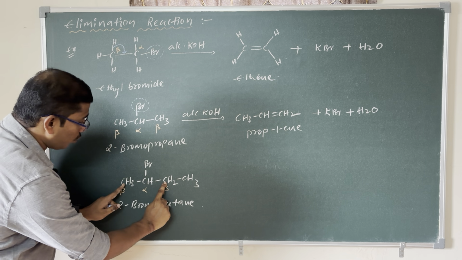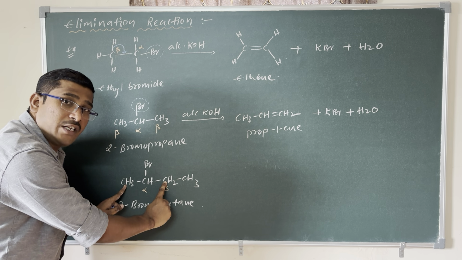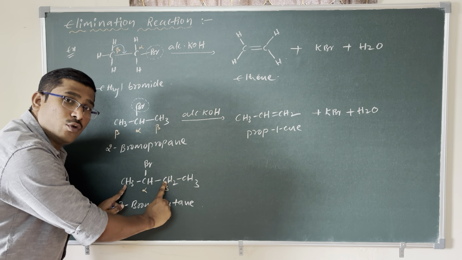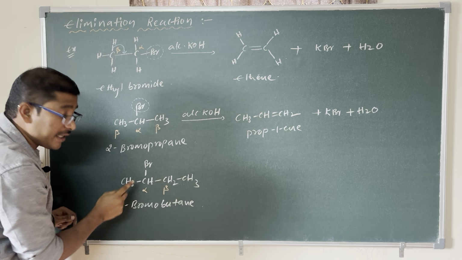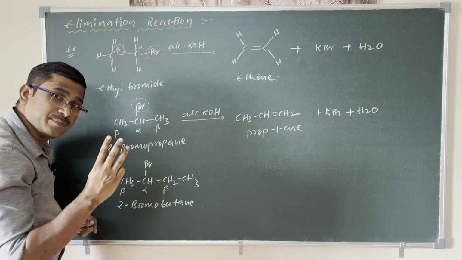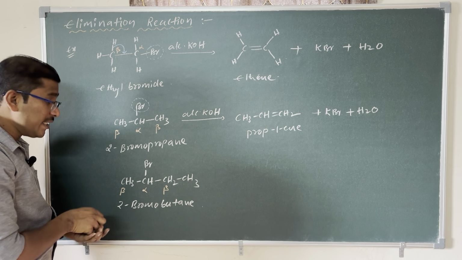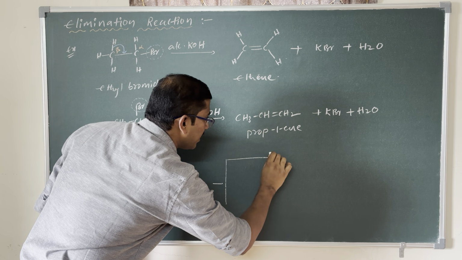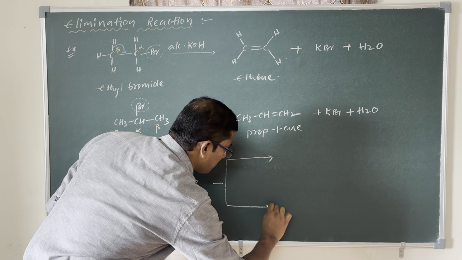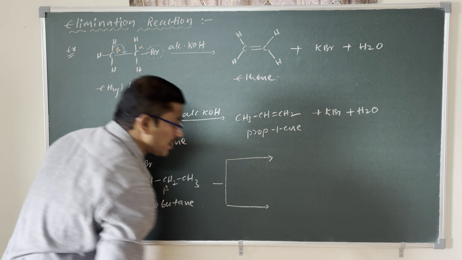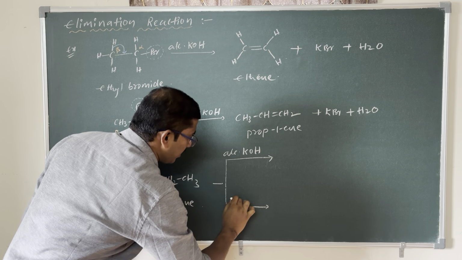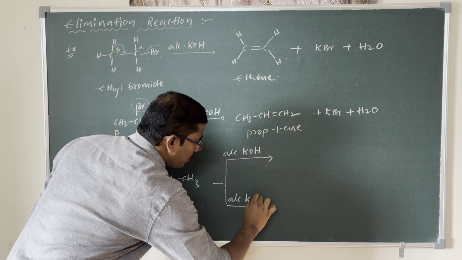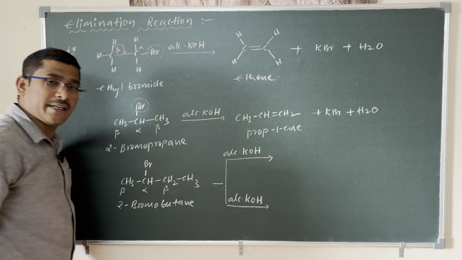Now here we have two different beta carbons. Why two different beta carbons? This beta carbon is carrying only two beta hydrogens. This beta carbon will be carrying three beta hydrogen atoms. Now in this case we have two types of products. How many types of products are possible here? Two types of products. The reaction takes place in the presence of alcoholic potassium hydroxide.